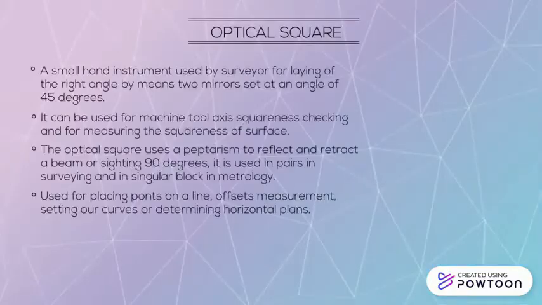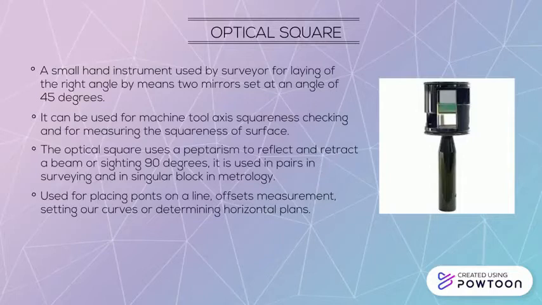Optical square. An optical square is a small hand instrument used by surveyors for laying out a right angle by means of two mirrors set at an angle of 45 degrees. It can be used for machine tool axis squareness checking and for measuring the squareness of surfaces. Optical squares use a pentaprism to reflect and refract a beam or sighting 90 degrees. It is used in pairs in surveying and in a single block in metrology. The optical square is also used for placing points on a line, offset measurement, setting out curves or determining horizontal planes.